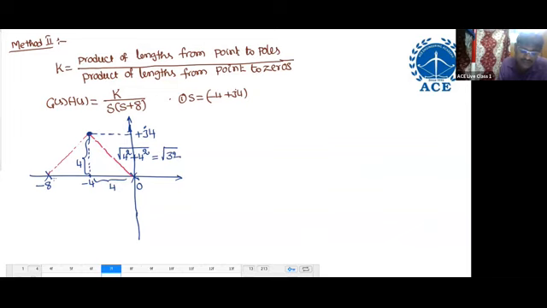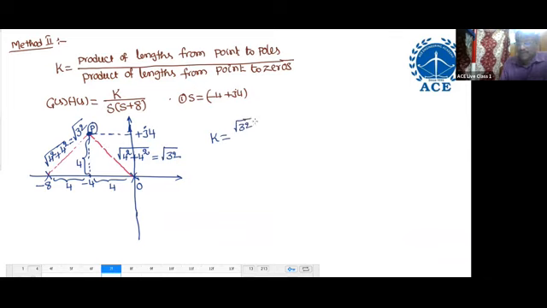Here also, what is the distance? 4. What is the diagonal distance? Root of 4 square plus 4 square, that equals root 32. So this is also root 32. Now tell the product of lengths from the point to the poles. This is point P, for example. Point to pole, how much? Root 32.